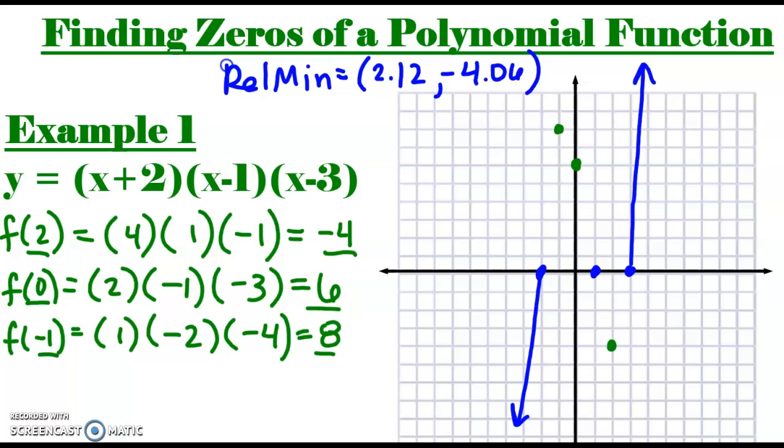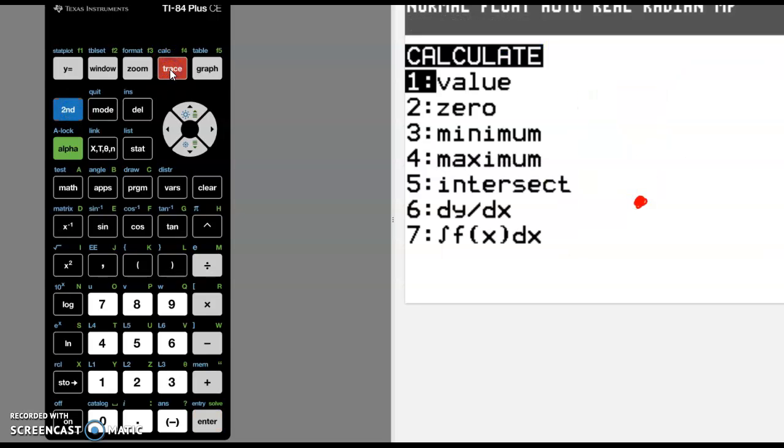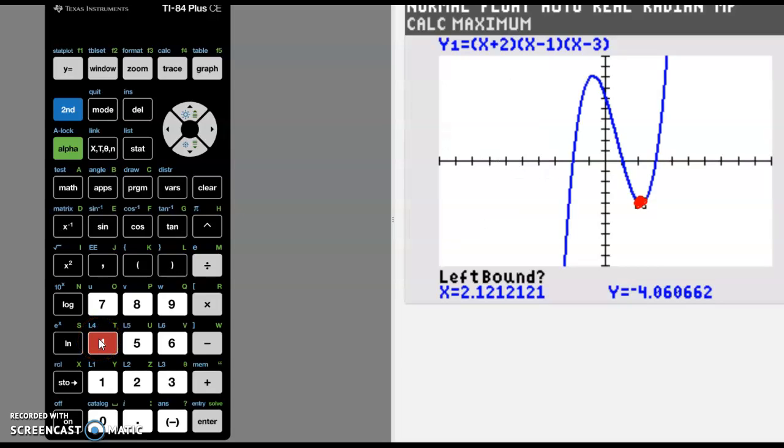So this graph is actually bottoming out right there, right? It's just a tiny little dip there. So that's where it bottoms out exactly. And then to find the relative maximum, we do the same process, right? We go second calc, except this time we would pick number 4 for relative maximum.